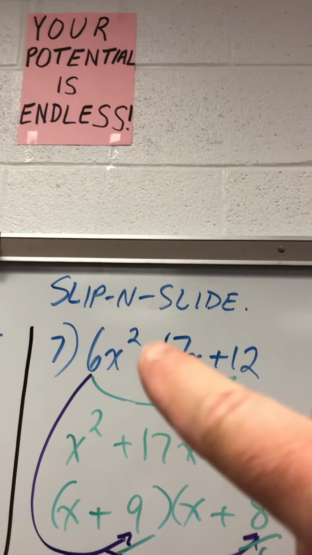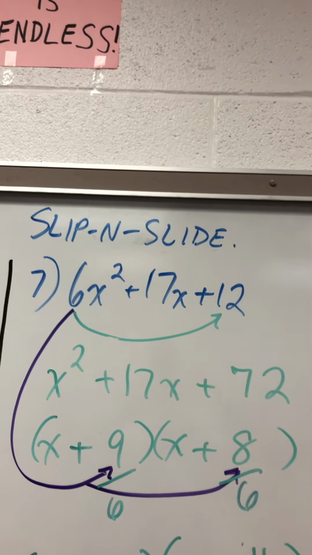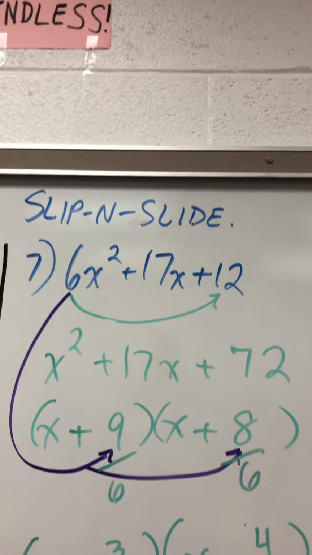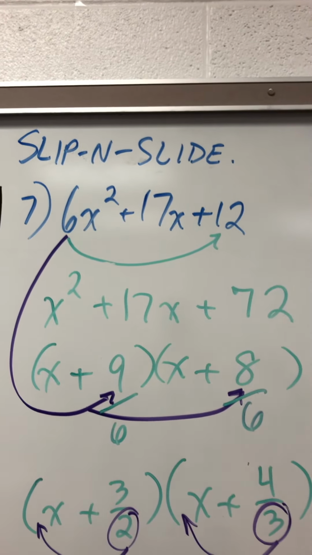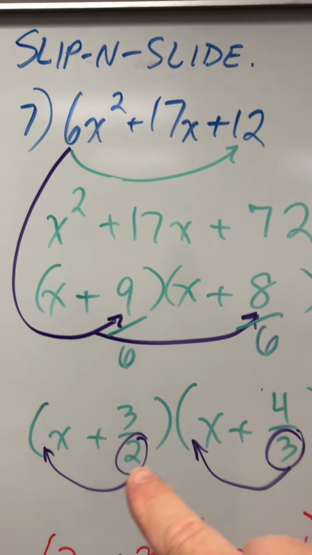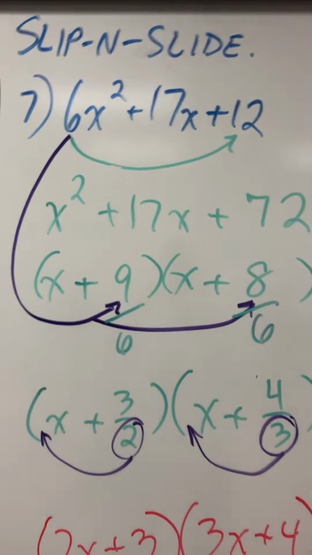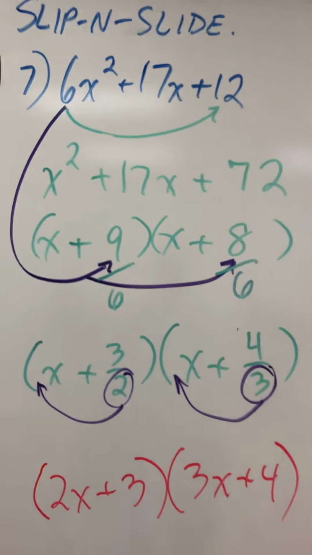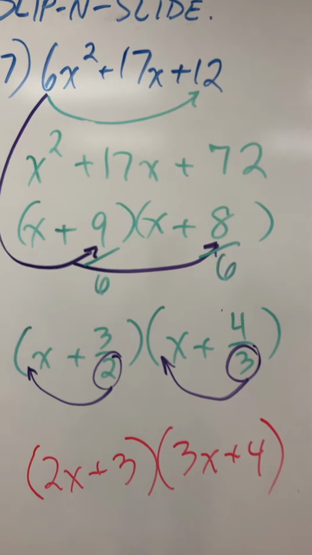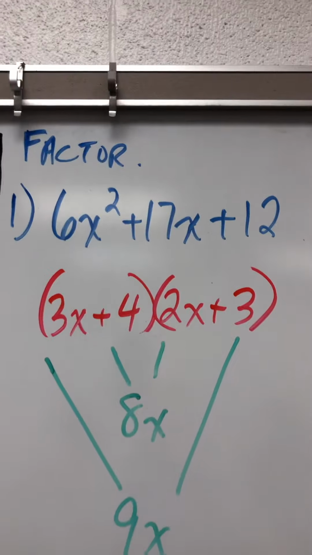What I do now is I take this 6 and I put it under the 9 and under the 8. And then I reduce. 3 over 2, 4 over 3. Now I'm going to slide this 2 back here and slide this 3 back here. And I've got 2x plus 3, 3x plus 4, which was the same answer as we got here. Okay?